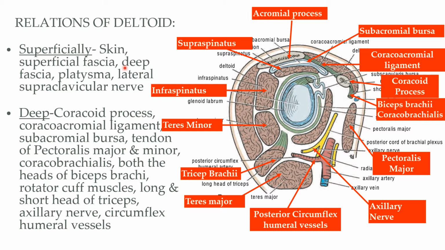Now let us try to learn the structures which are located deep to the deltoid muscle. In order to understand the location of these structures, let us focus on the illustration present on the screen. This is the sagittal section of the shoulder joint. Here you can see this is the glenoid cavity surrounded by the glenoid labrum and the synovial membrane. This green color structure is the capsule of the shoulder joint.